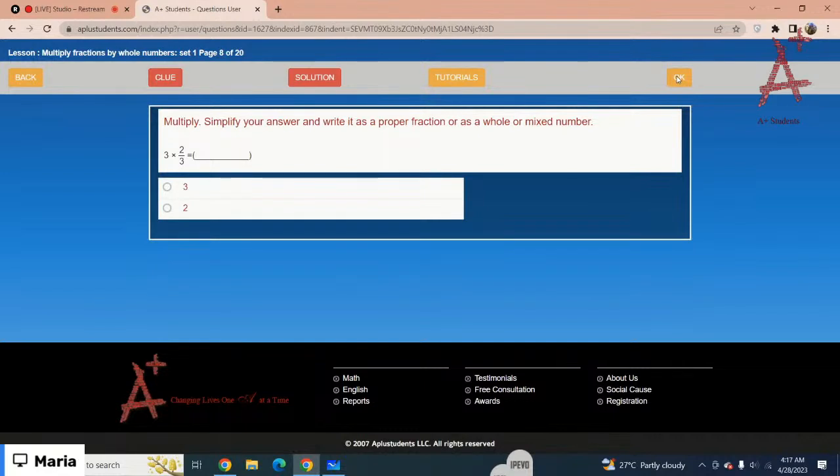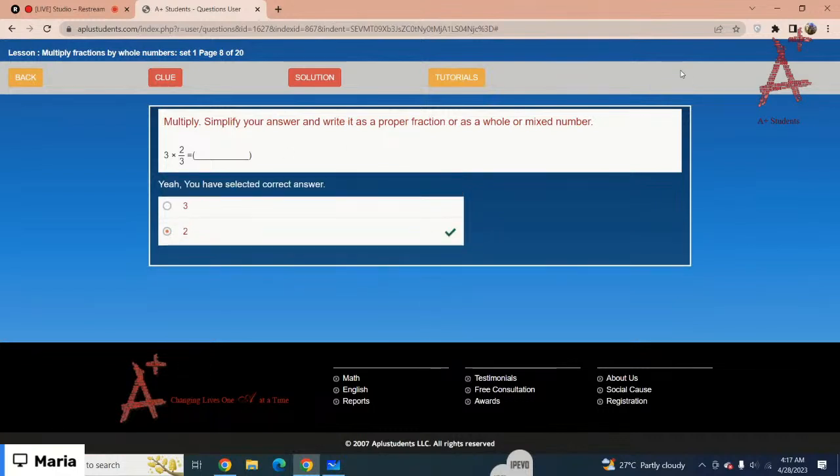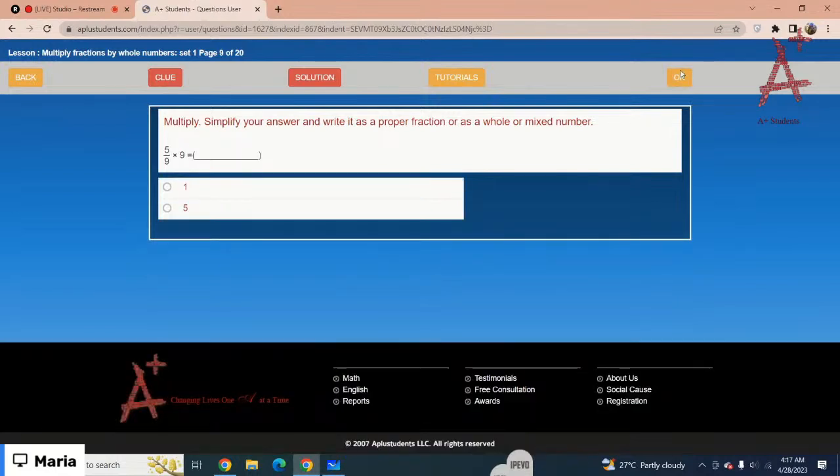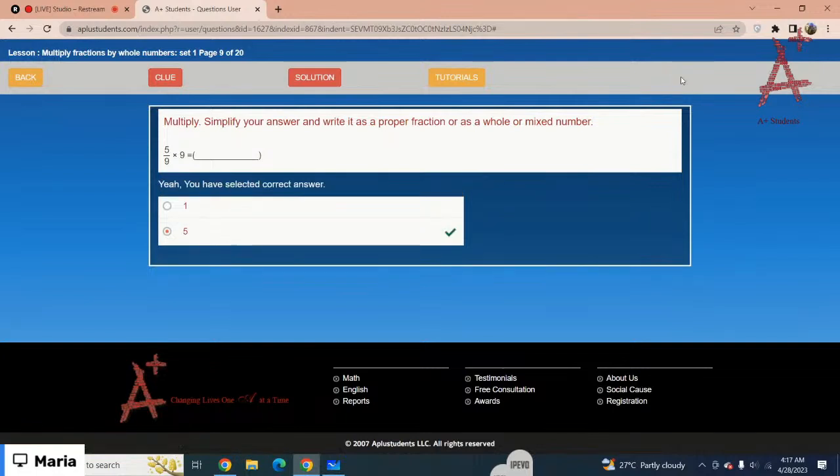Okay, the next one is 3 times 2 by 3. So which is the correct option? You can cancel out the 3 and you're left with 2. So it is 2. 5 by 9 times 9. So which is the correct option? You can cancel out the 9 and you are left with just 5. So the correct option is 5.